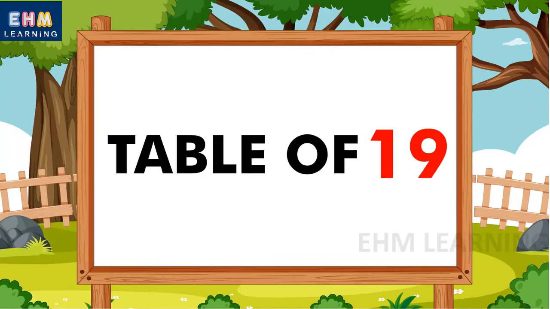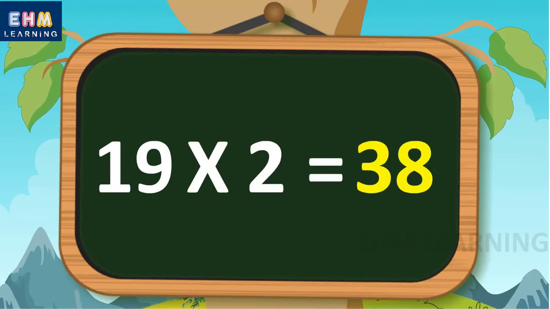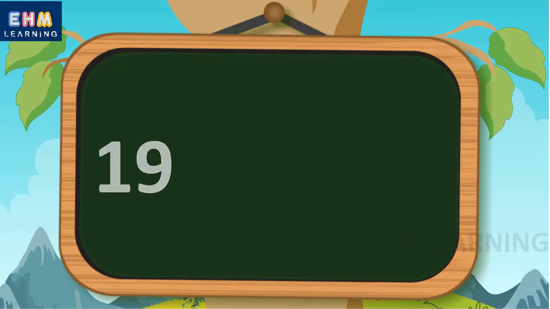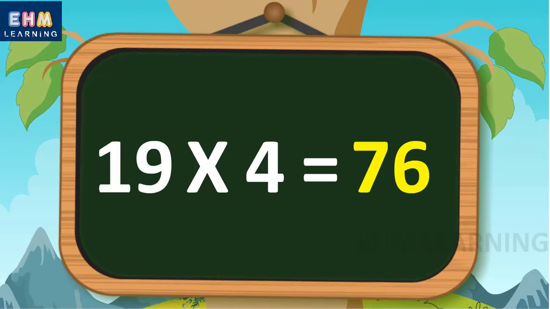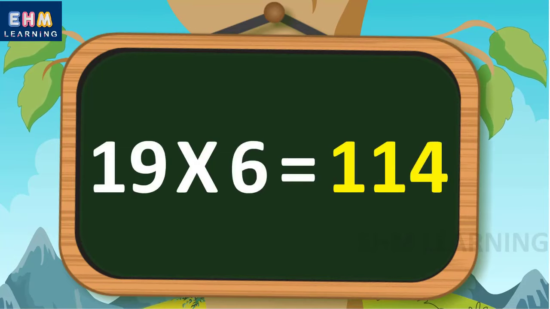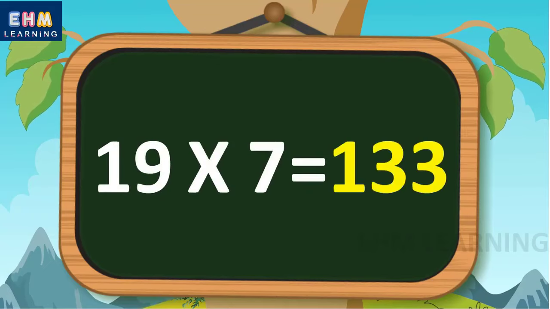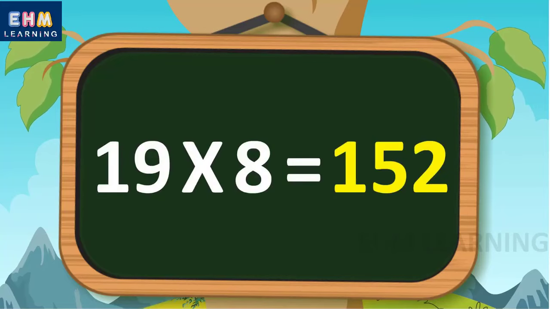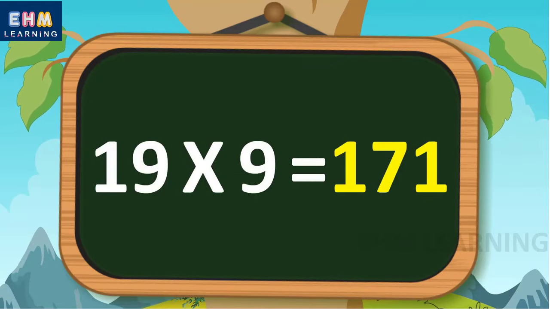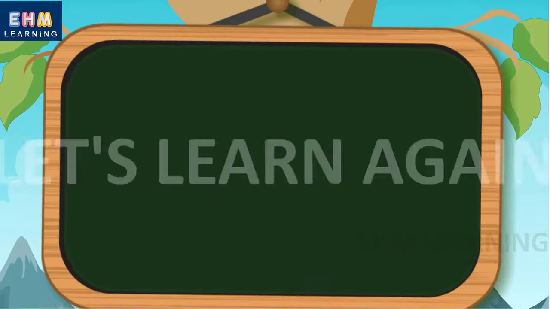Table of 19. 19 ones are 19. 19 twos are 38. 19 threes are 57. 19 fours are 76. 19 fives are 95. 19 sixes are 114. 19 sevens are 133. 19 eights are 152. 19 nines are 171. 19 tens are 190. Let's learn again.